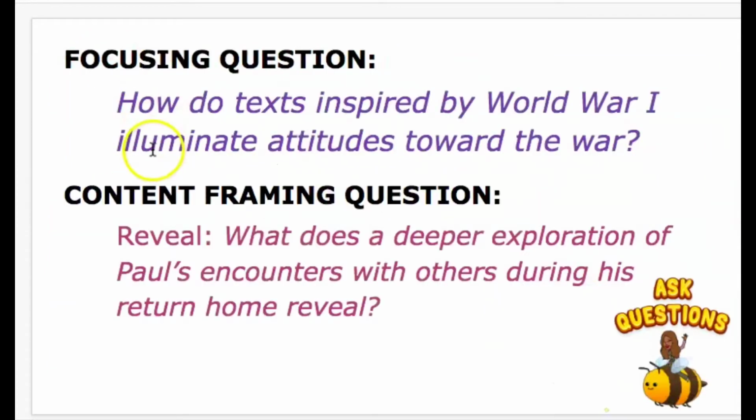For our focusing question for this lesson we have, how do texts inspired by World War I illuminate attitudes towards the war? And our content framing question, what does a deeper exploration of Paul's encounters with others during his return home reveal? So basically in this chapter, we are going to be exploring how Paul interacts with the people that he may or may not know when he goes back home. And we're going to write down what that shows us about his character.